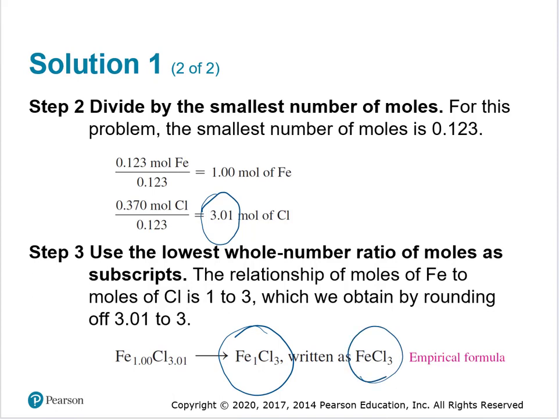Fe1Cl3 would be written as FeCl3. That is our empirical formula. All we did was go from grams to moles, and then we divided both of those moles by the smaller of the two numbers to get whole number ratios.